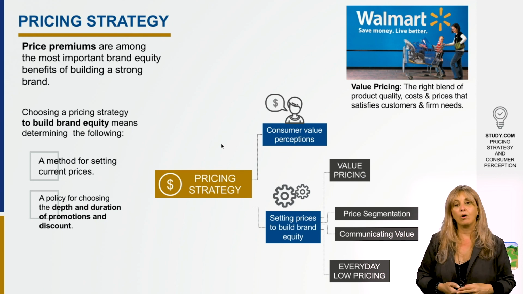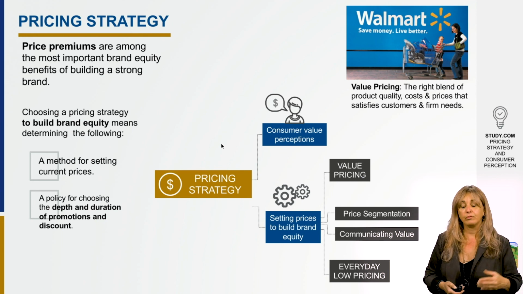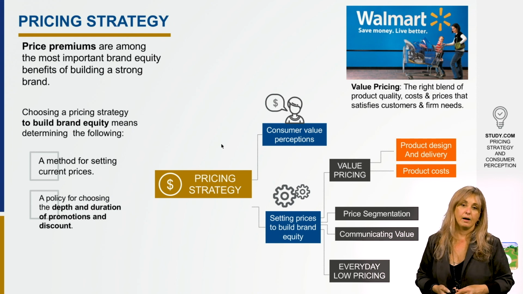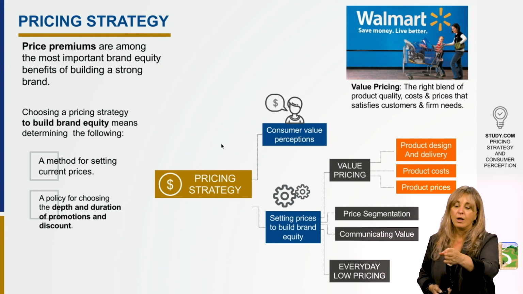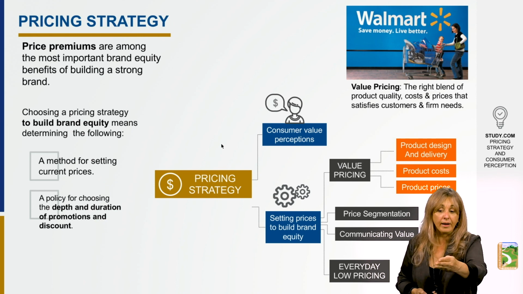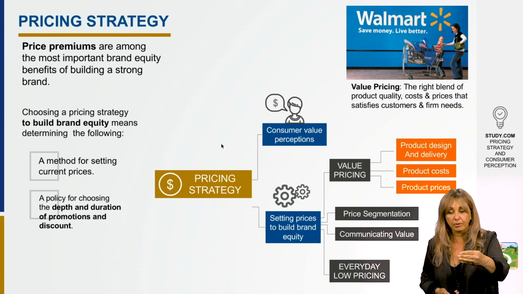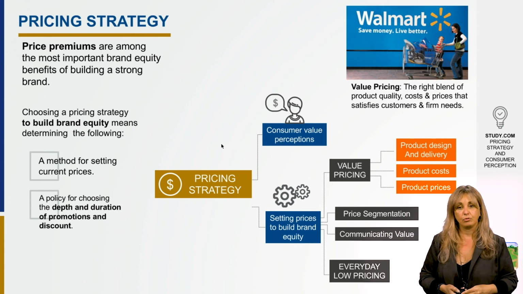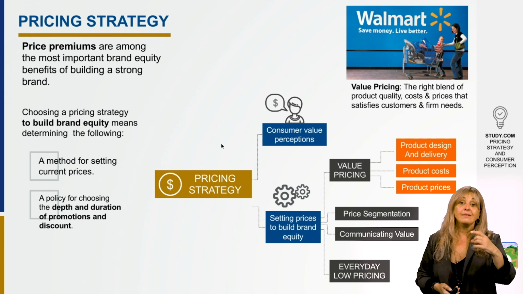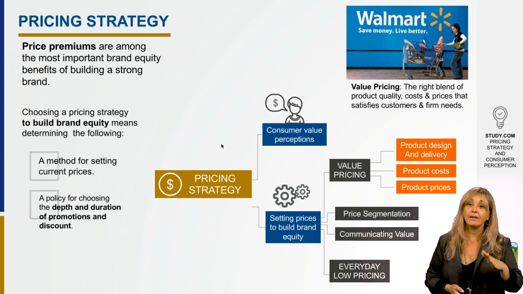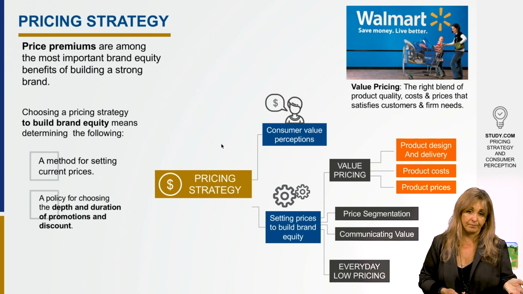Okay, so that is one of the aspects you have to define for your product to make sure that it's aligned. And here, if you choose value pricing, you will look at the product design, the product costs and prices to be aligned with that. Okay, so please take a look in your textbook, and read about defining pricing to drive brand equity.